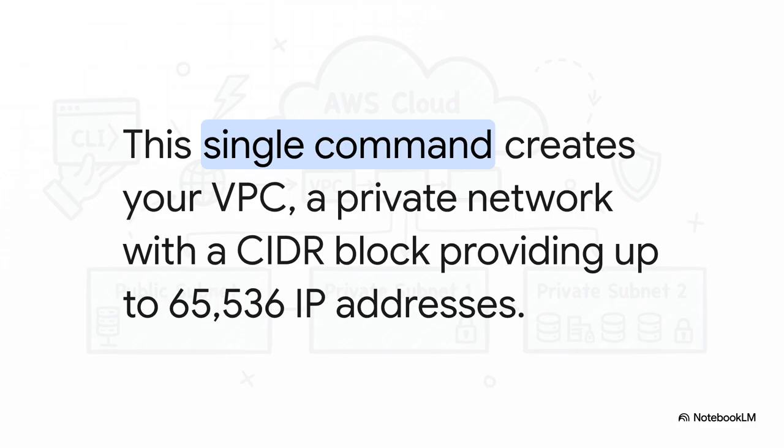We use something called a CIDR block, which is really just a fancy way of defining a range of IP addresses. And this one command tells AWS, hey, set aside over 65,000 private addresses just for me. Boom, our network officially exists.